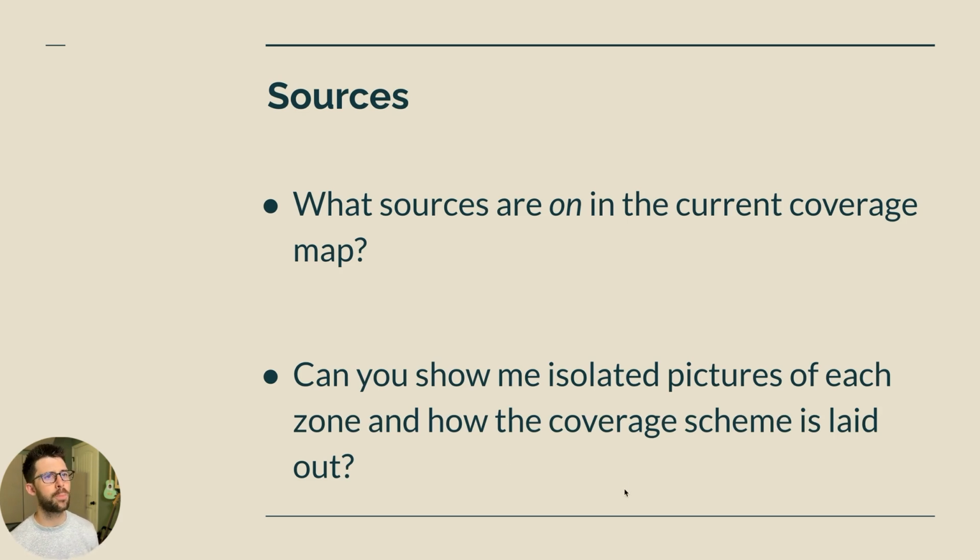And then also, can you show me isolated pictures of each zone and then how the coverage scheme is laid out? So could you solo just the main right, solo just the front fills? What do the subs look like? It is helpful to see how the entire system is performing, but knowing each of its subsystems is also really helpful to determining how effective it is.